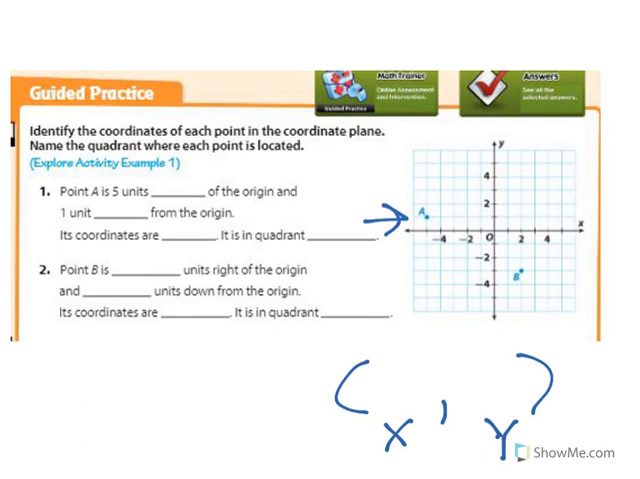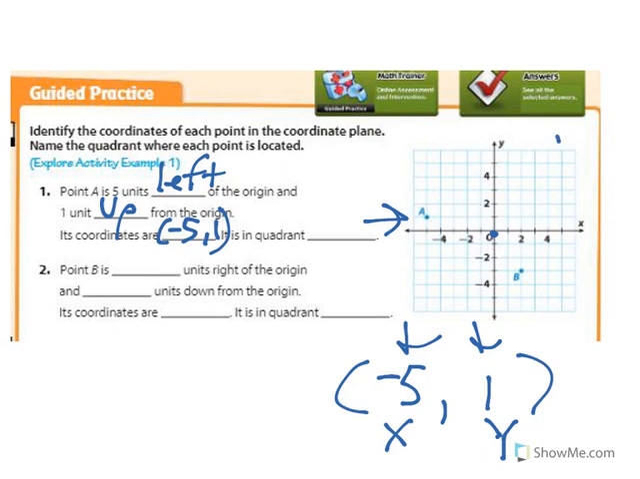So find A. Our origin is 0, 0. So point A is 5 units blank of the origin, so that would be left, and 1 unit up from the origin. Its coordinates are, so now we put their 2 digits, across first, and so we already did that. That's -5, and then 1 up, and it's in quadrant. Remember the difference? Start here, 1, and go counterclockwise, so that's in quadrant 2.